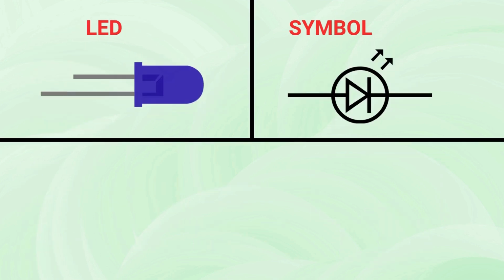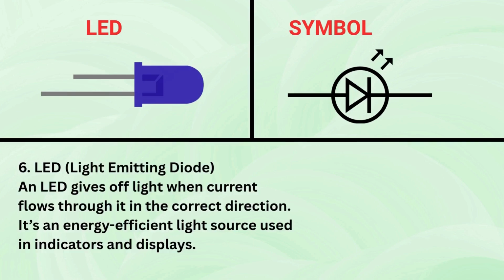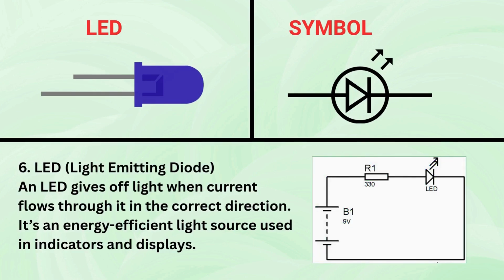Sixth, LED, light-emitting diode. An LED gives off light when current flows through it in the correct direction. It's an energy-efficient light source used in indicators and displays.